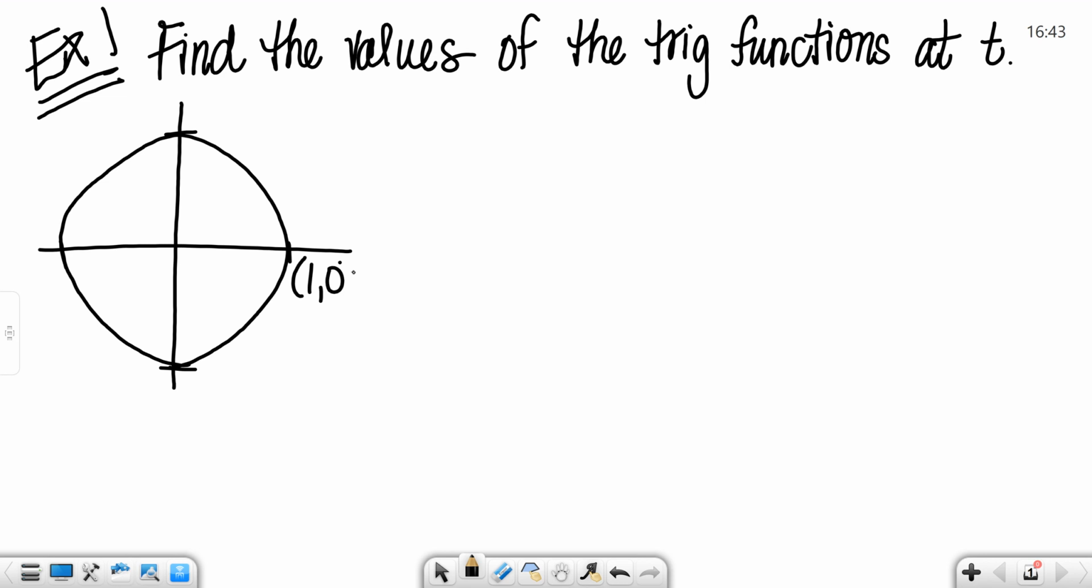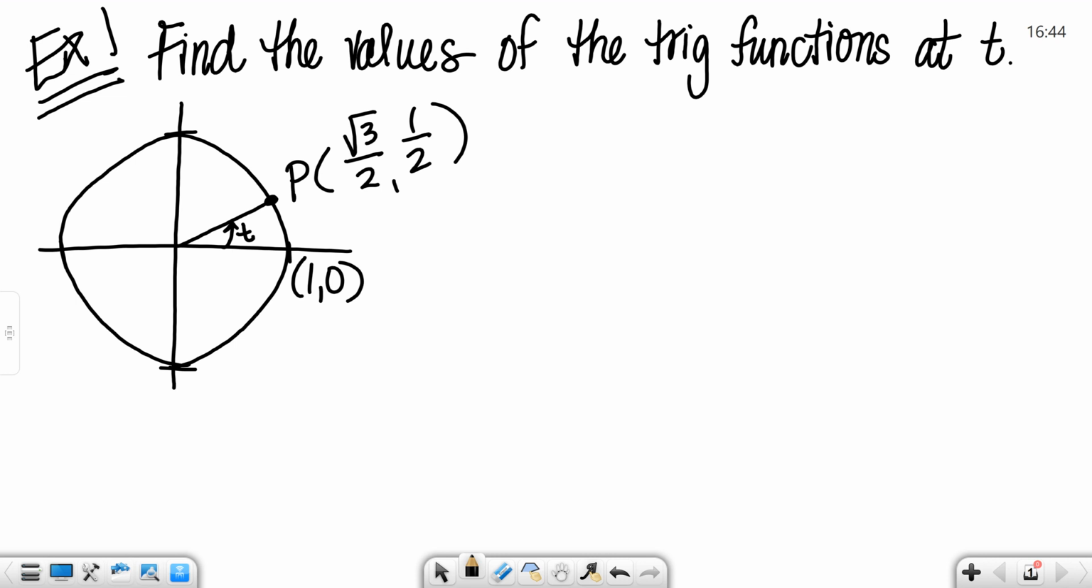I know for sure that this ordered pair is 1, 0. That proves to me that this is the unit circle. I've got a point on the terminal side of my angle theta, in this case t. And that point is the square root of 3 over 2 and 1/2. That's my point.